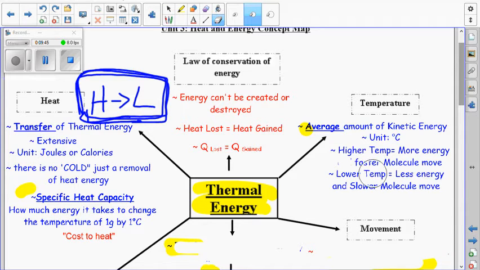And of course, lower means the exact opposite. Lower temp means something has less energy. It's moving slower.